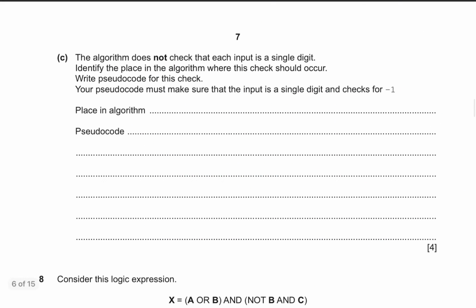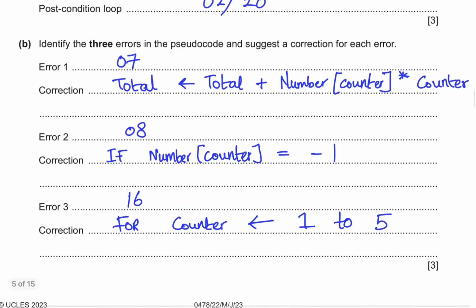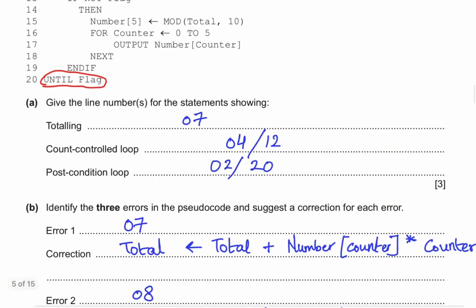The next part of the question says the algorithm does not check that each input is a single digit. Identify the place in the algorithm where this check should occur. Write the pseudocode for this check. Your pseudocode must make sure that the input is a single digit and it checks for -1. So the place in the algorithm could be, let's say, line 5 and line 6, because line 5 is outputting a message and line 6 is inputting the number. So after line 5 or line 6, a new line 7, and this will shift down. So line 7 you can write it.